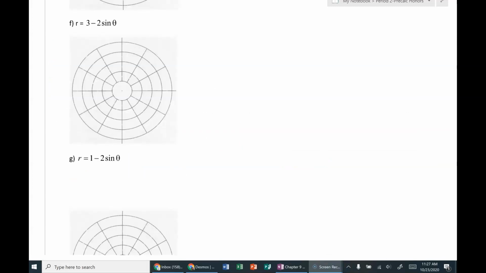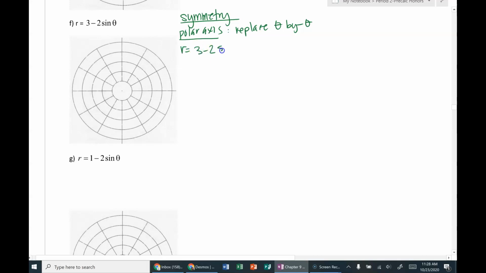So just like the cardioid, we will do this test for symmetry by hand. We want to start with the very first symmetry, which was symmetric with respect to the polar axis. Write down what you're about to do. Replace theta by negative theta. So R equals 3 minus 2 sine of now negative theta.